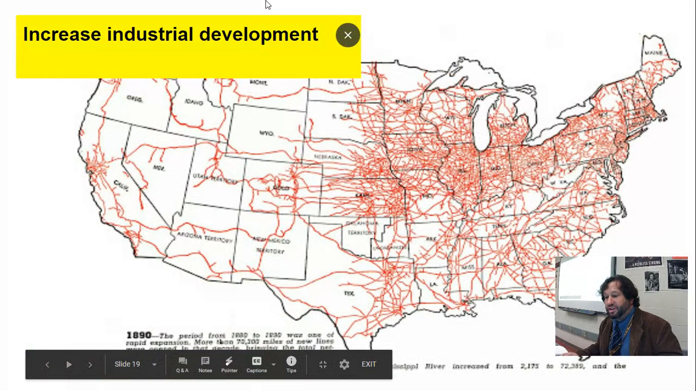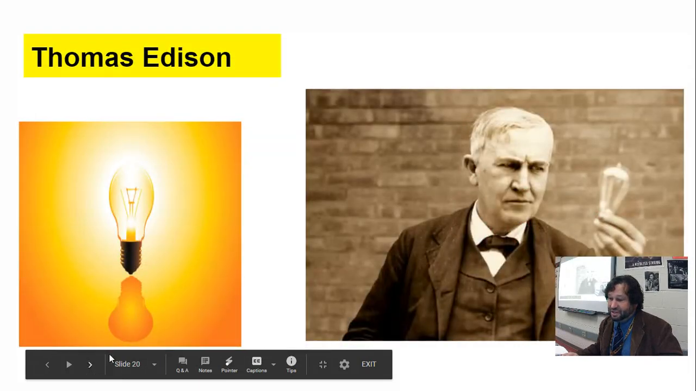And then increase in industrial development. A lot of that was because of the railroads, and you can see that that's going to increase communication and better access to raw materials. And then once the raw materials have been turned into a finished product, they're going to go back and be sold to markets.